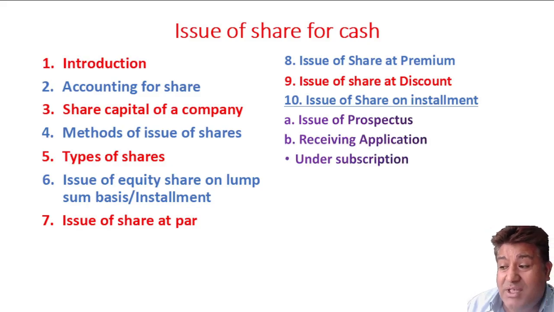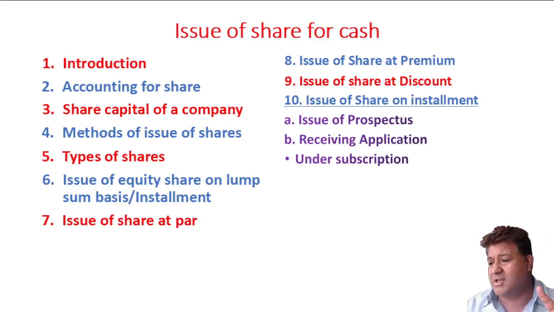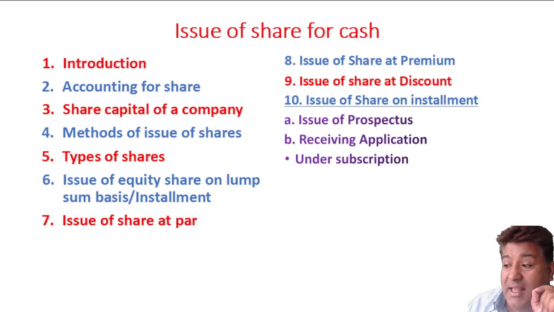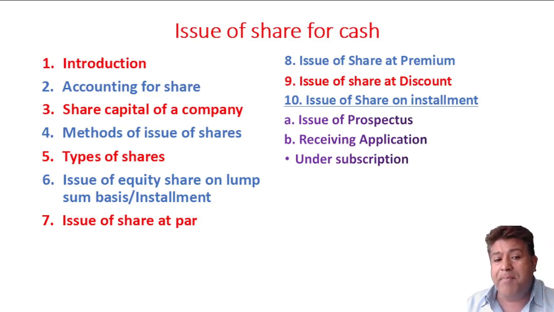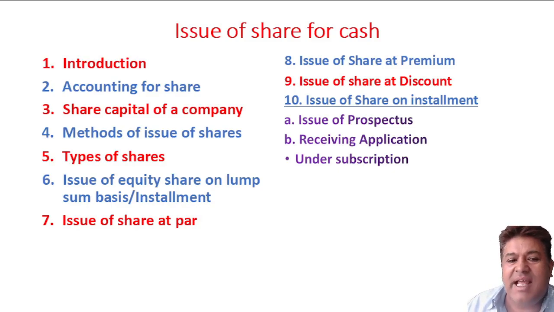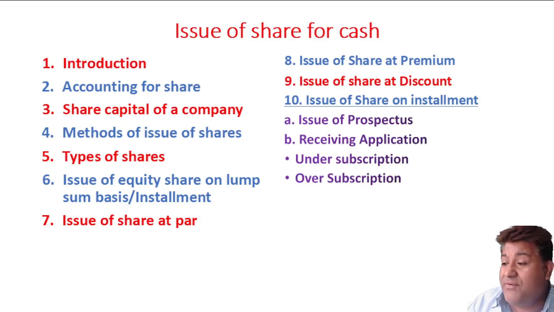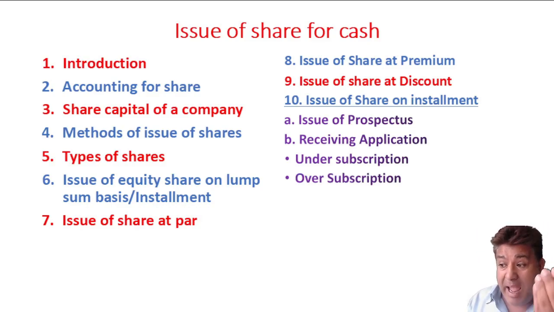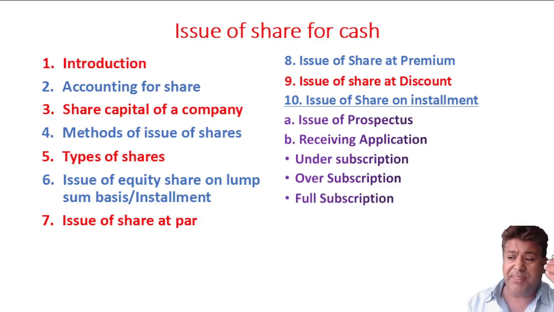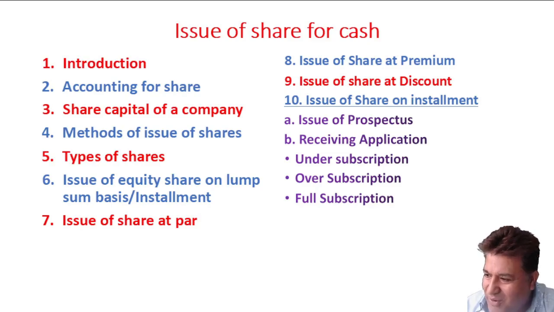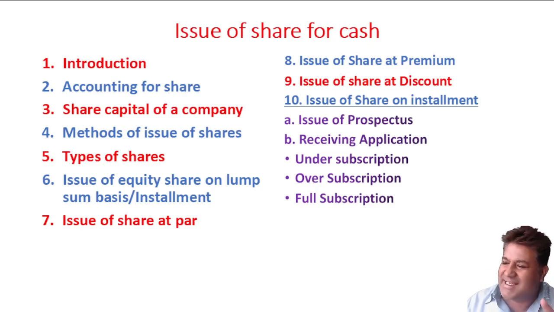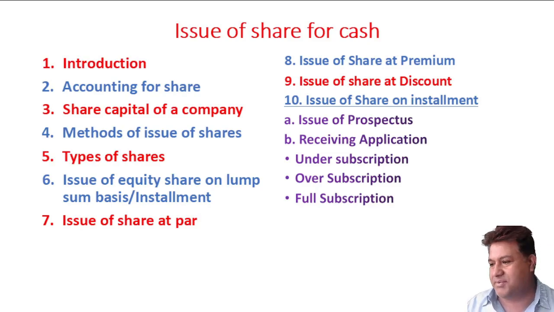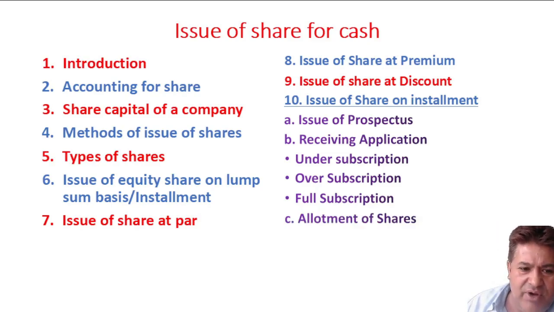When you receive the applications, there are three chances. Let's say, for example, you issue 10,000 shares and the public may apply for 8,000 shares. That is called under subscription. If you are issuing 10,000 shares and the public applies for, let's say, 12,000 shares, that is over subscription. And the next one is you issue 10,000 shares and the public applies for exactly 10,000 shares, that is called full subscription. These are the cases you are going to encounter here, right?